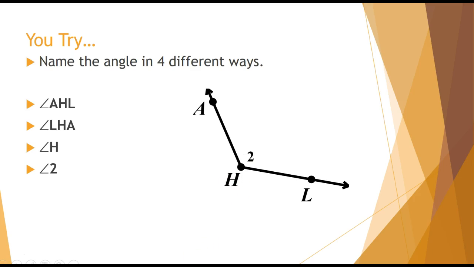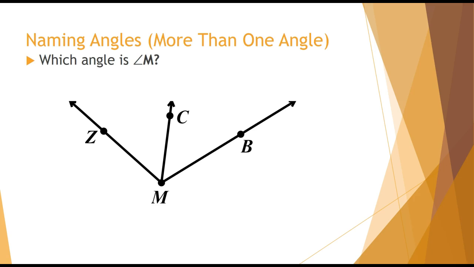Now, I've talked about when there is only one angle pictured. In this example, there is more than one angle pictured. So which angle do we refer to as angle M? Is it the largest angle? Is it the left angle? Is it the right angle? It turns out you cannot call any of them angle M. You could only refer to an angle by a single letter if there is only one angle shown.